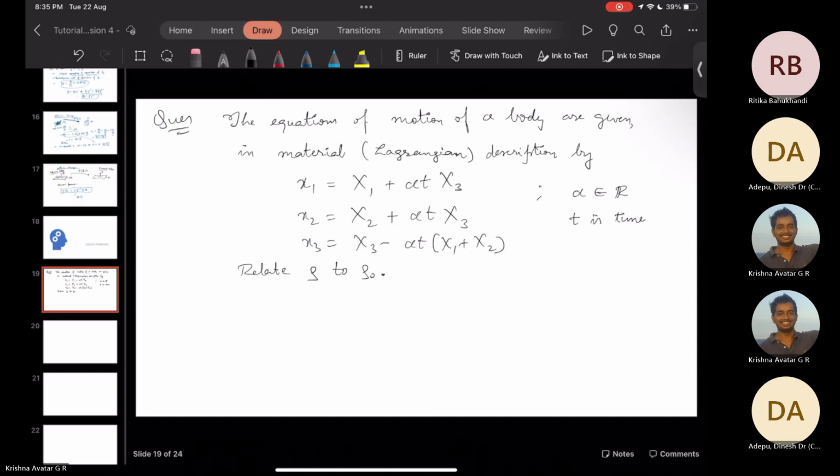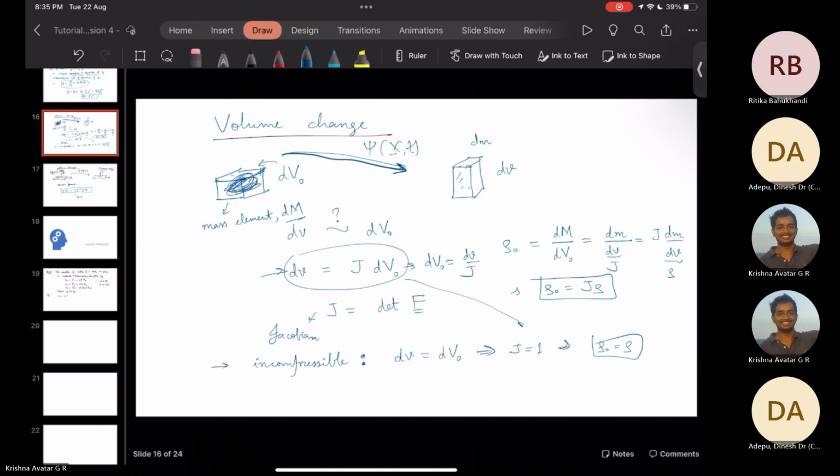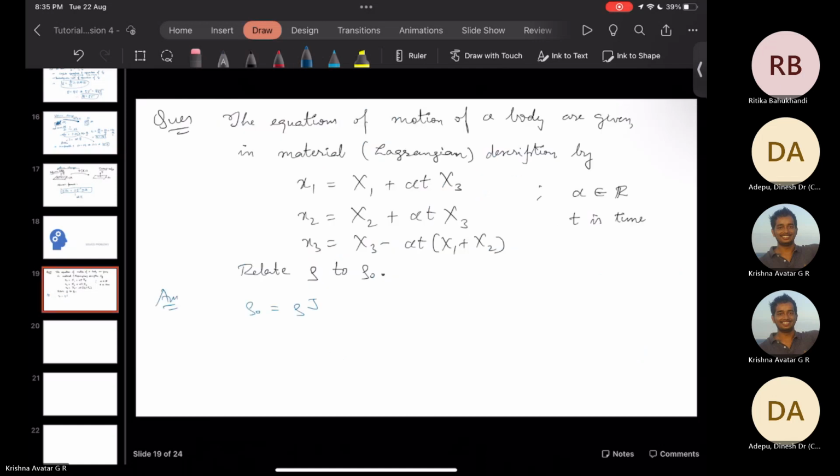First of all, let me write the relation. Rho naught is given by rho into J, that's what we had learned here. This can also be written as rho is equal to rho naught by J. So we have to determine J, and J is equal to the determinant of F, which means we need to determine F first.